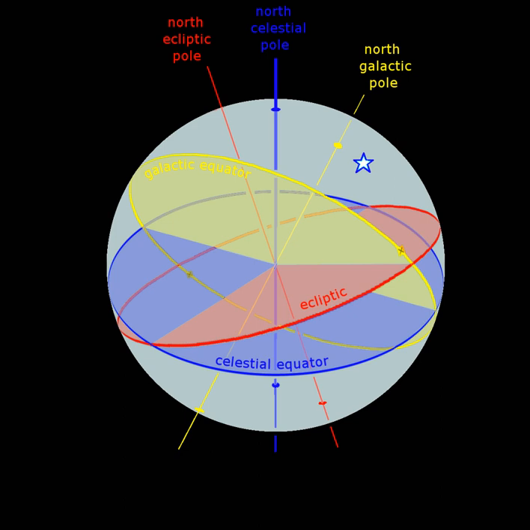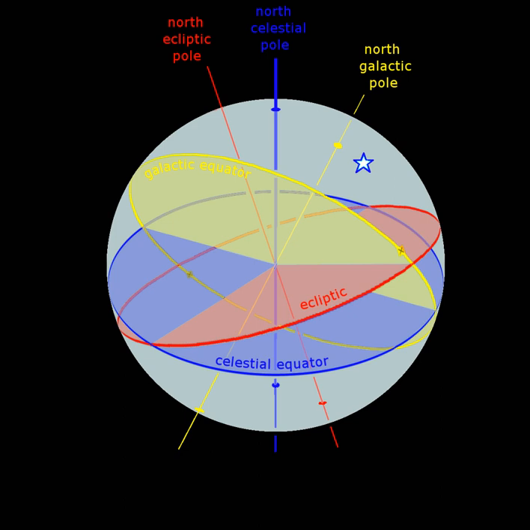Topic: Notation. Horizontal coordinates: A, azimuth; a, altitude. Equatorial coordinates: alpha, right ascension; delta, declination; H, hour angle. Ecliptic coordinates: lambda, ecliptic longitude; beta, ecliptic latitude. Galactic coordinates: l, galactic longitude; b, galactic latitude.